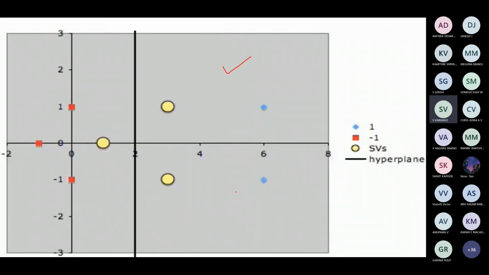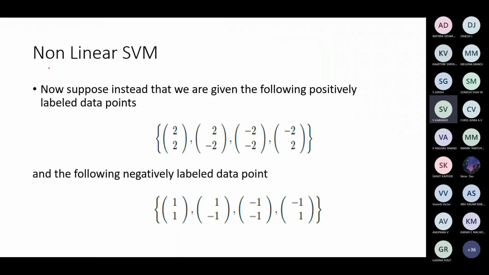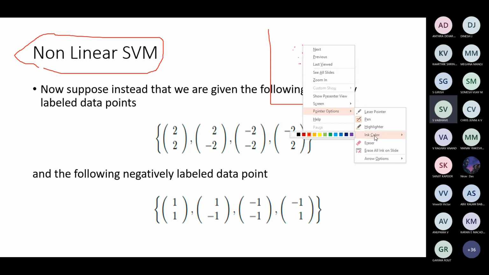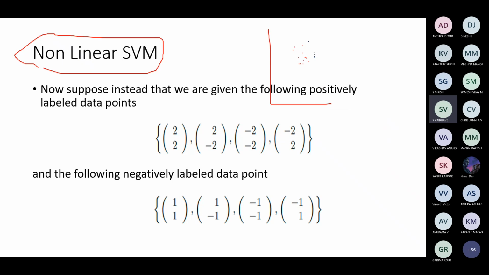Okay, students, now I will move on to non-linear SVM. So what is non-linear SVM? Say for example, if my data points are something like this, how can I classify? When this type of thing is done, it's called a non-linear data set. You people know, right?